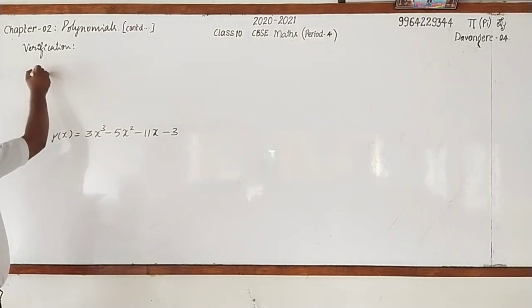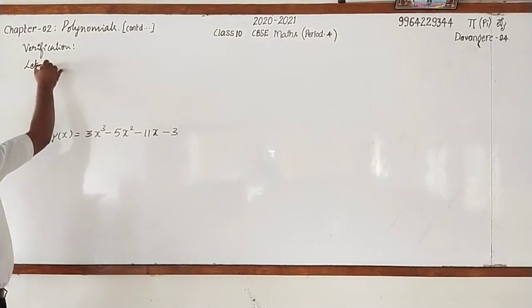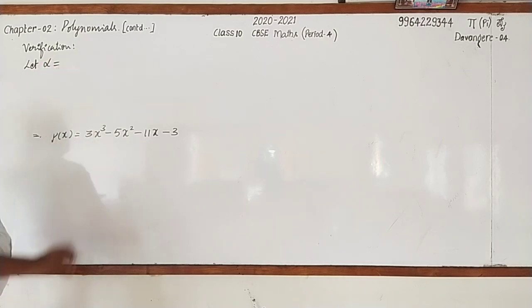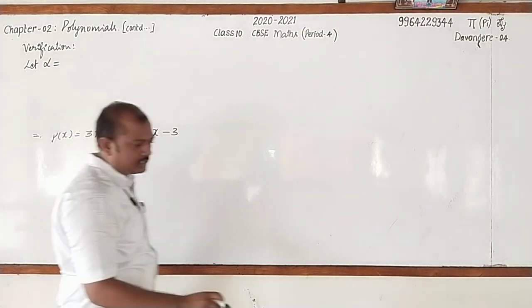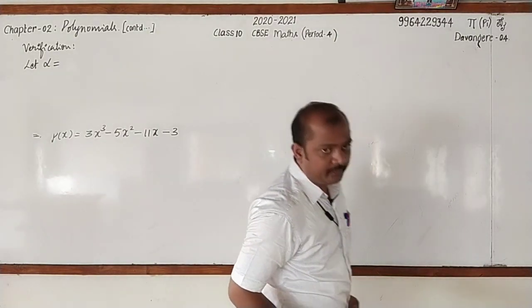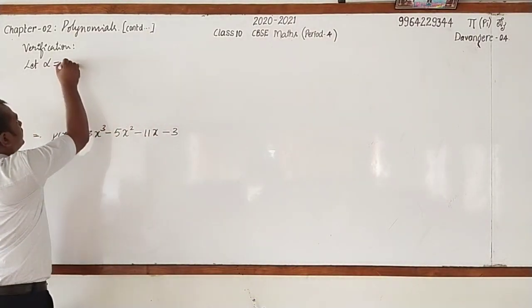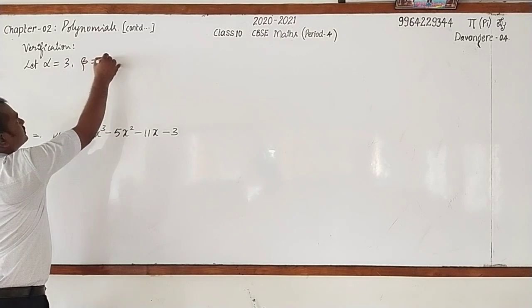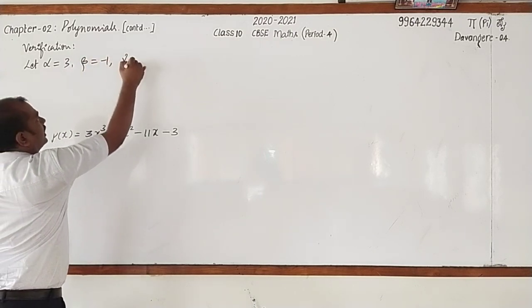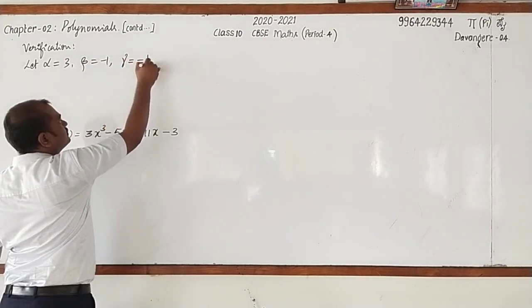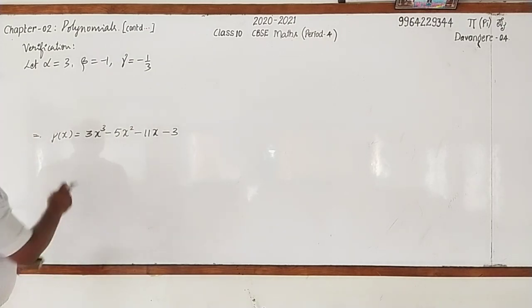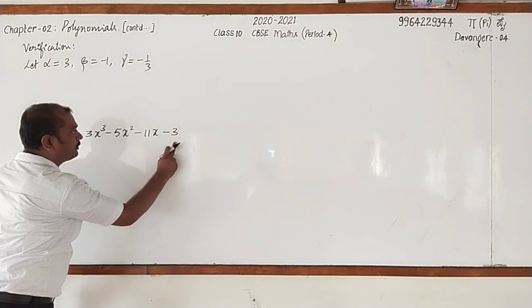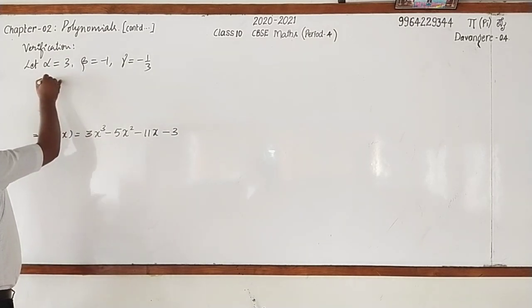First, I'll go for taking the zeros. What are the zeros? Alpha equal to, the first one, is 3. Second one, minus 1, which I take as beta. And third one, I take this as gamma. It is minus 1 by 3. These are the zeros. Now let's go for writing the coefficients. Here I have written the given polynomial. Let us write the coefficients.